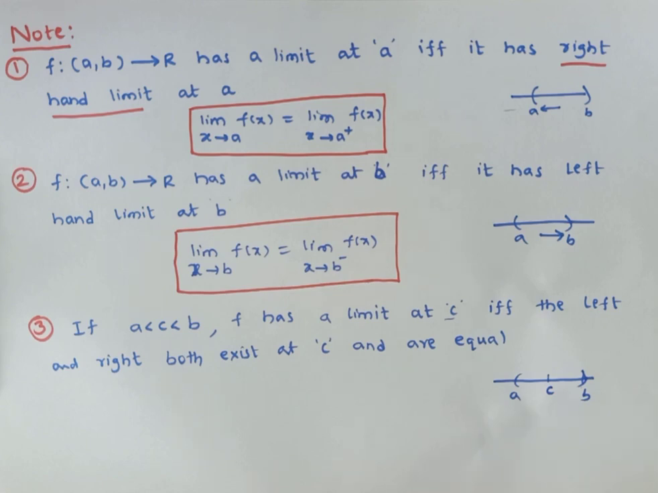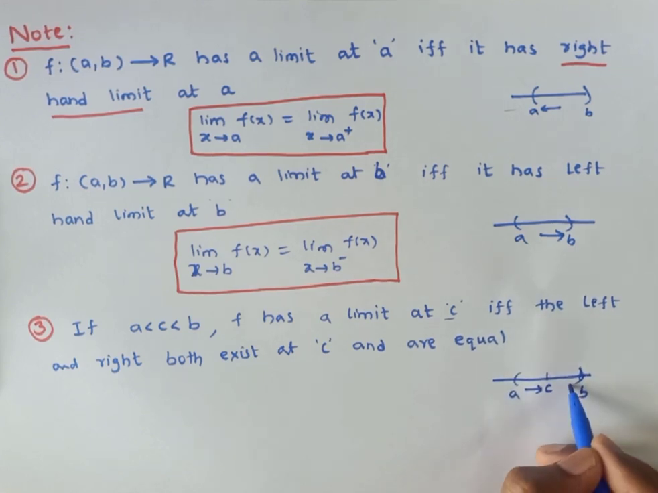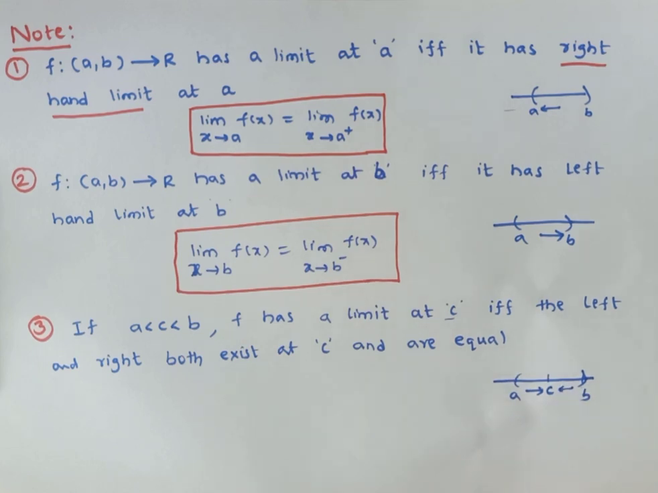To check whether the limit exists at c, you need to check the left hand limit of c and the right hand limit of c. Then only the limit of f of x exists at x equal to c. If c is any interior point of the interval (a, b), the function has a limit at x equal to c if and only if it has both left and right limits.